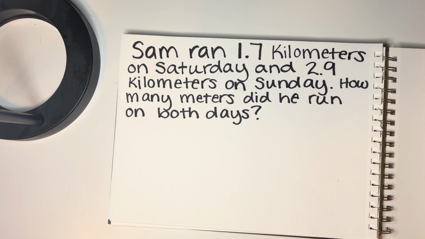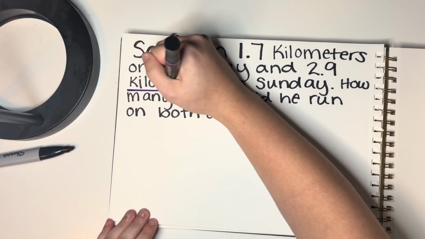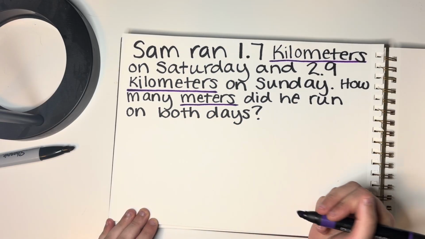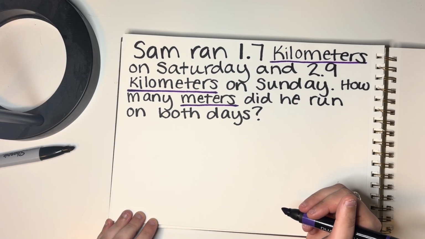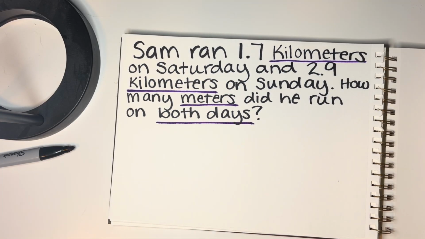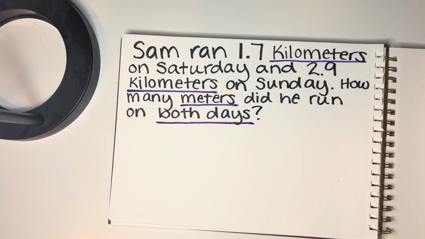So this story problem is asking our students to be able to do two things. One, it is asking our students to be able to convert kilometers into meters. And then it is asking our students to be able to add these two values to find the total distance that Sam ran for both days. Now, you could do this one of two ways. You could convert both of these values from kilometers to meters and then add them together, or you could add them together and convert the whole value from kilometers into meters.